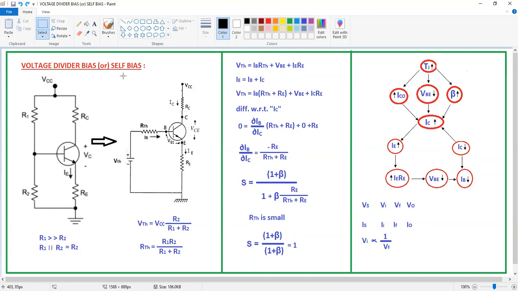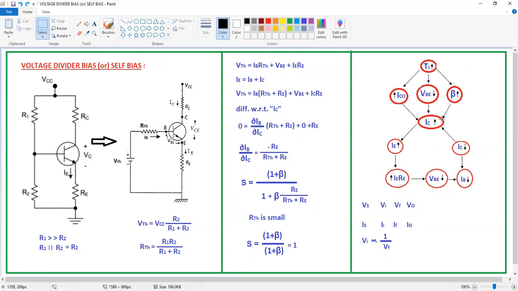Now, because of this voltage divider bias, how is it maintaining stable condition? Actually, it is unstable initially, but because of the connection of this voltage divider bias, how is it maintaining stability? That is what we have to discuss here. Now, when this IC increases, what will happen to the emitter current? From this circuit, from this equation, if IC increases, then IE also is going to increase.